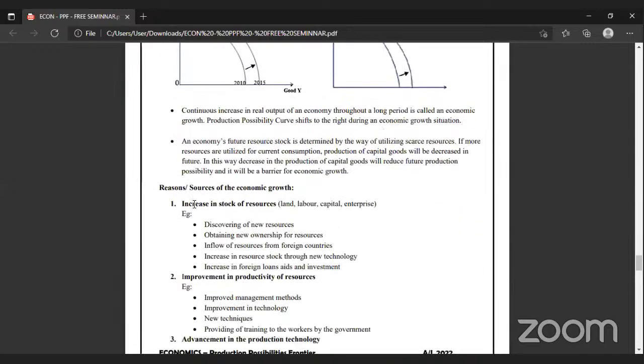I have given the reasons here. When the resources will be increasing, discovering of the new, these are what they will be asking, see, this way only. They will not ask, illustrate the economic growth on the PPC. They will ask you, if Sri Lanka found new resources or an oil resource, what will be the impact on the PPC? Right, and if China is ready to invest $500 million in Sri Lanka, what will happen to the PPC? This is the way they ask you, right?